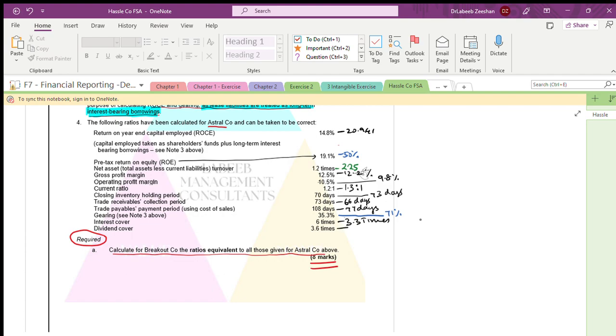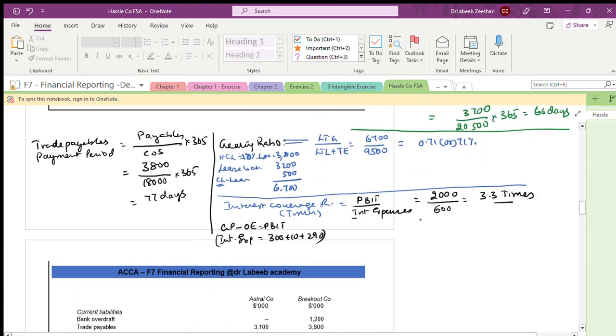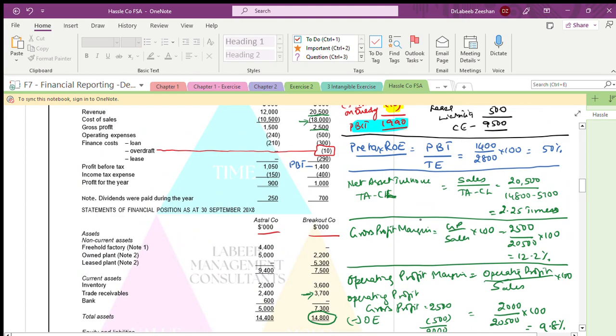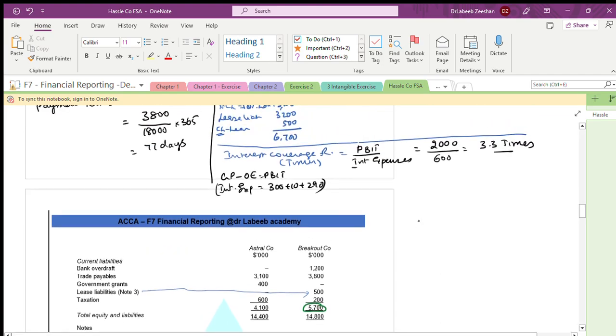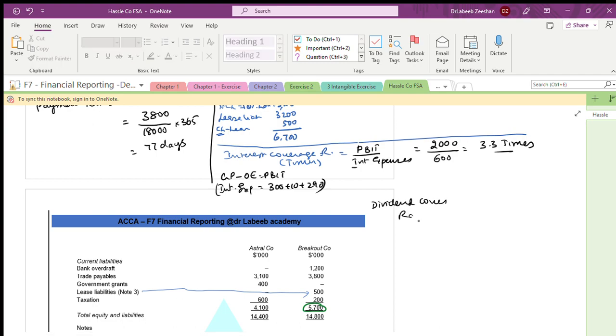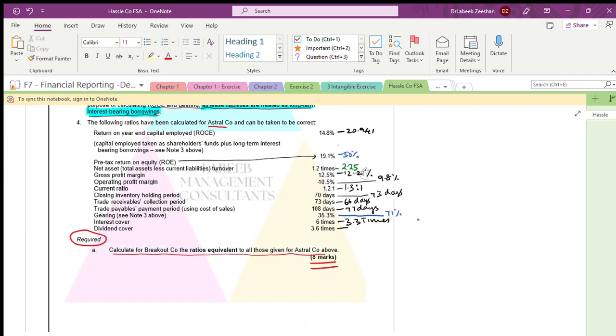Next, last, dividend cover ratio. What is the formula for dividend cover ratio? Dividend cover ratio is profit for the year divided by dividends paid. The profit for the year is 1,000. Dividends are 700. It comes to 1.4 times. Now we have all the things into consideration.